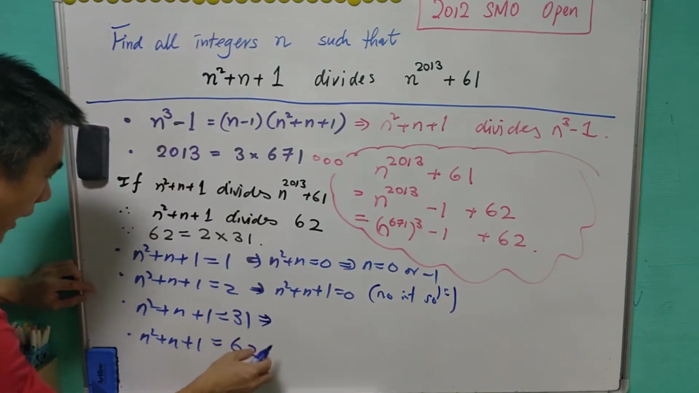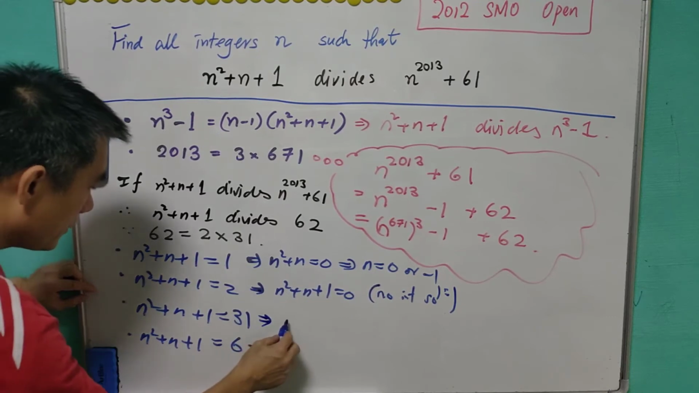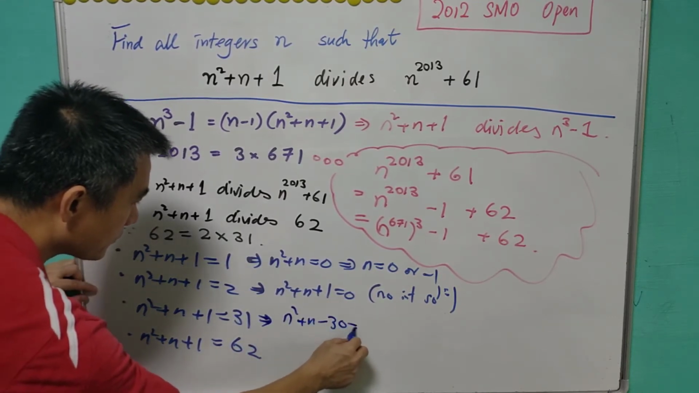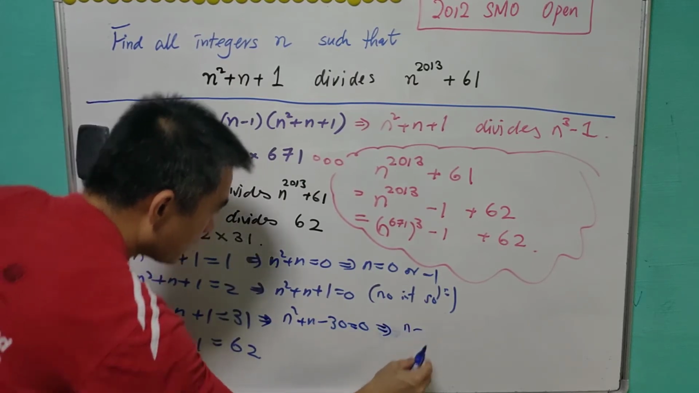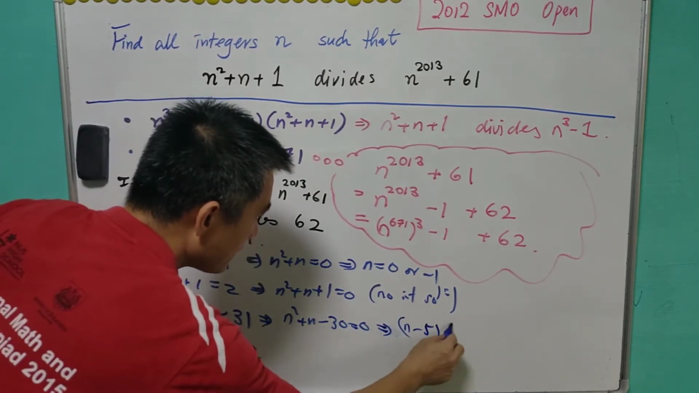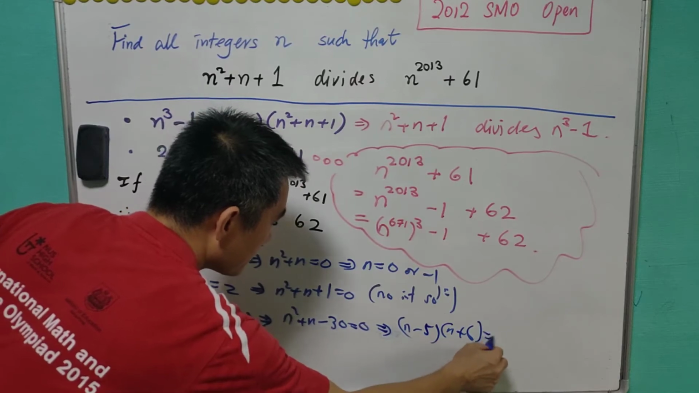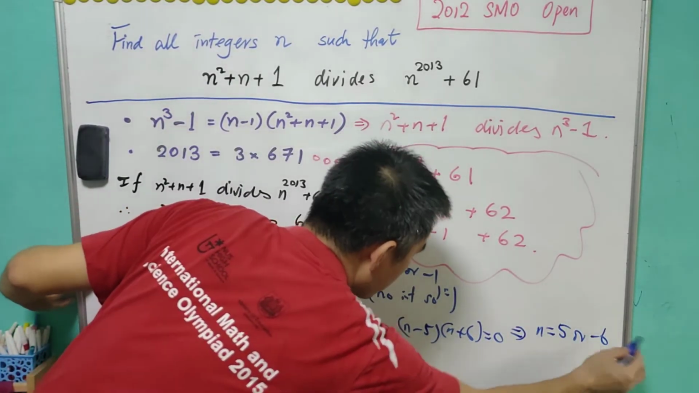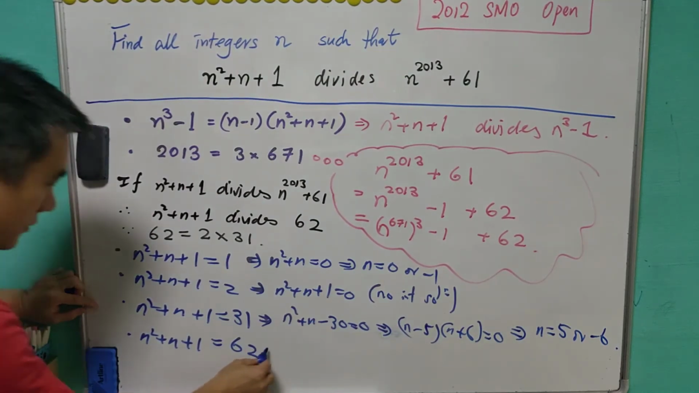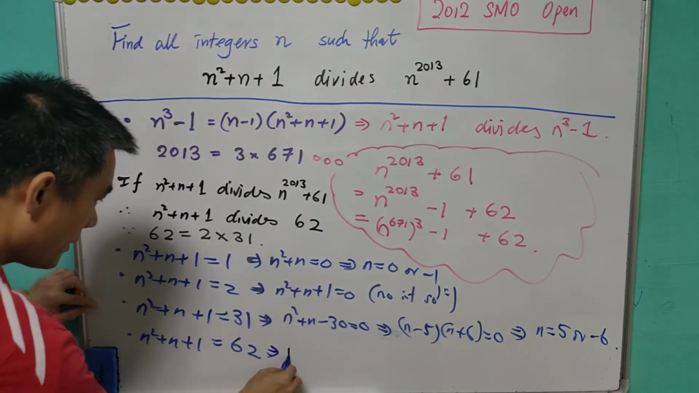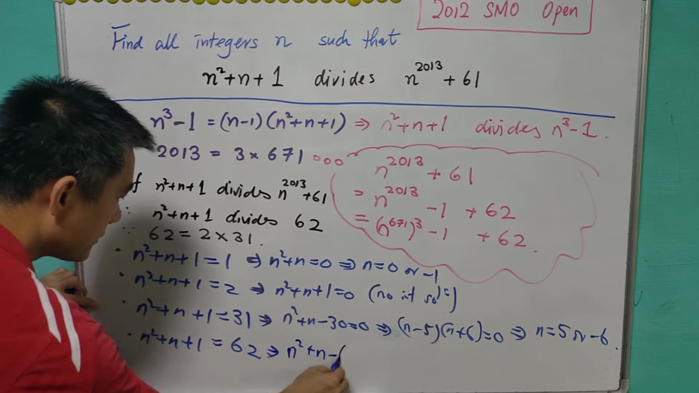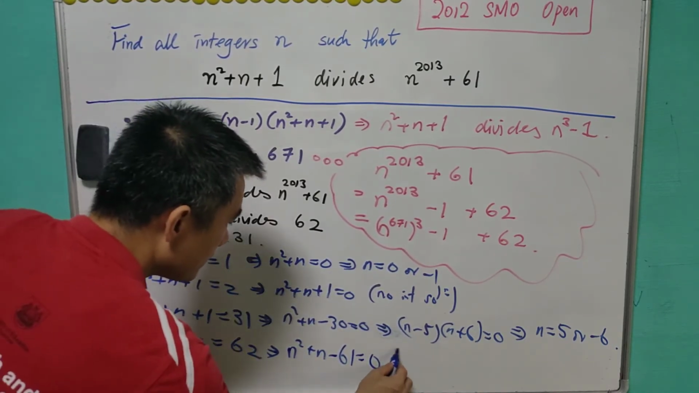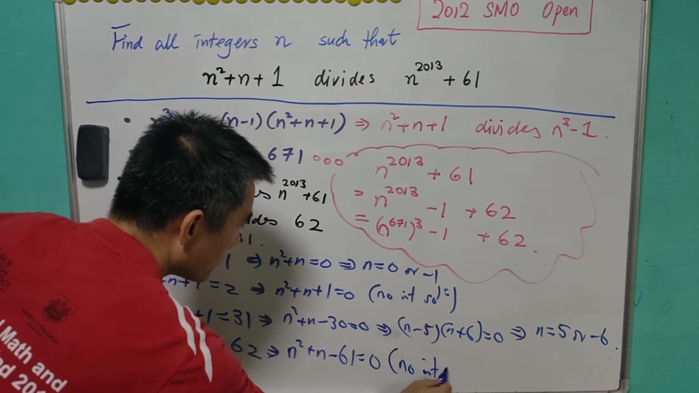Number 3, n squared plus n plus 1 equals 31, means n squared plus n minus 30 equals 0. We know that n minus 5 times n plus 6 equals 0. So n equals 5 or negative 6. And lastly, n squared plus n minus 61 equals 0. Also, no integer solution.